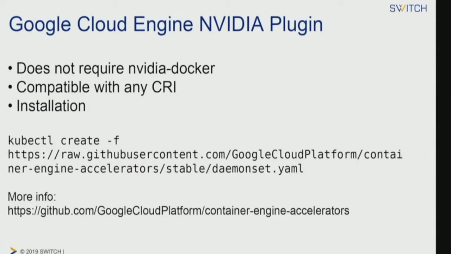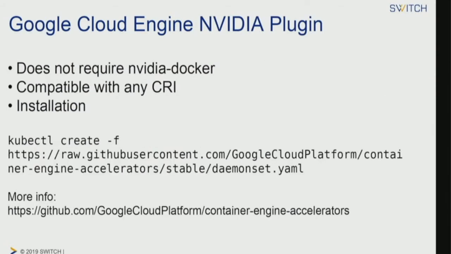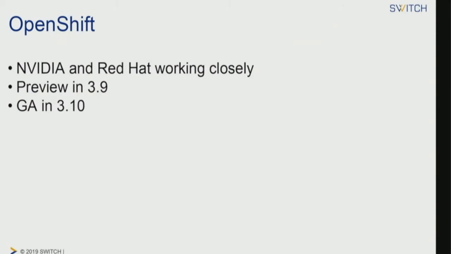But there's also another NVIDIA plugin. Basically the biggest problem with the official NVIDIA plugin is that it requires that you replace the Docker runtime with something else that runs C, okay? So it requires a little bit of infrastructure. There's one provided by the Google Cloud Engine itself. It works directly with Docker, and it can be installed with the command right here that I'm asking you to remember by heart. Very good.